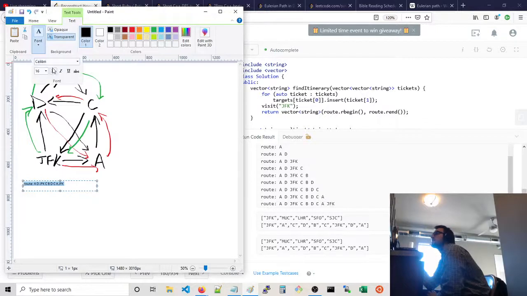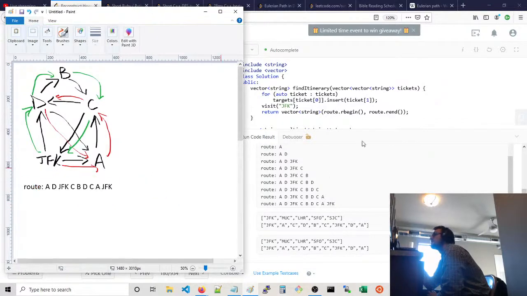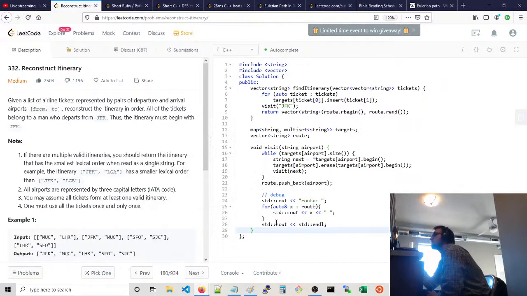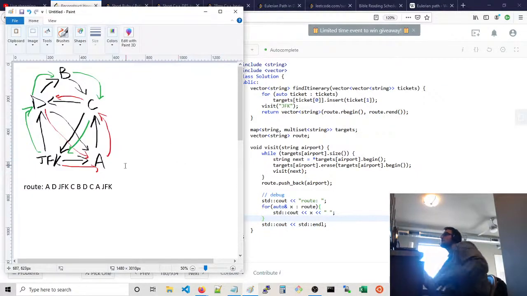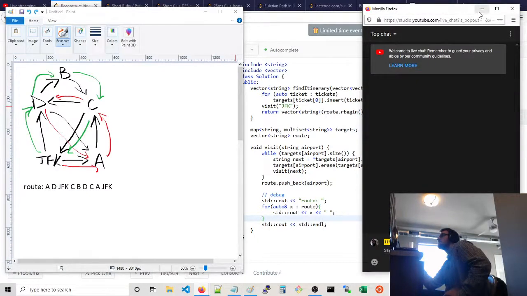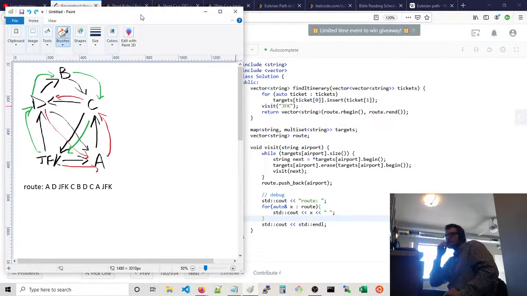Make this font a little bit larger. Okay. So this is what we get. All right, so here we are.